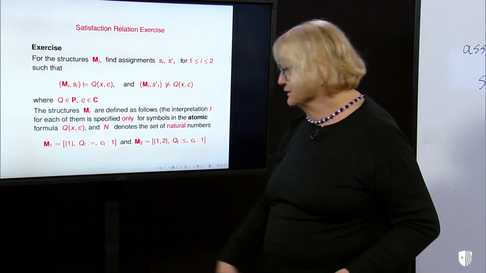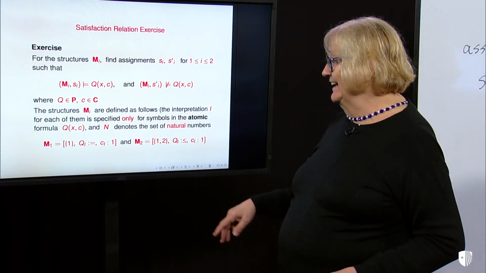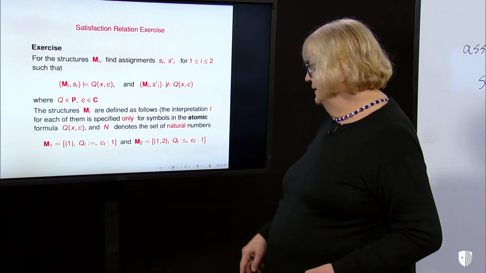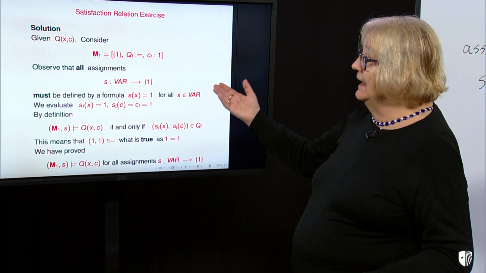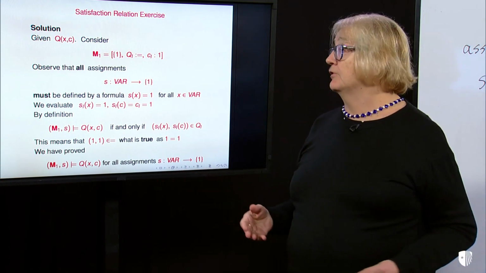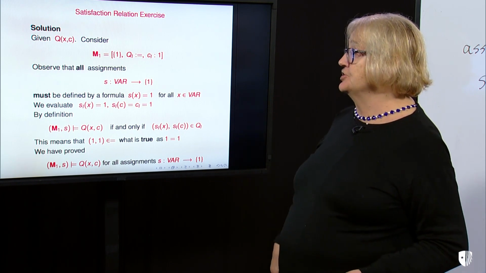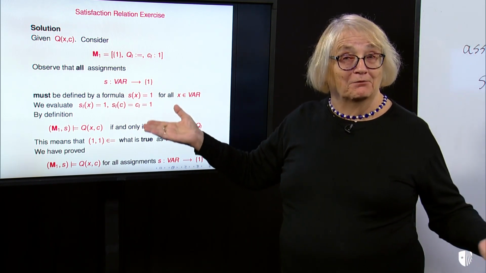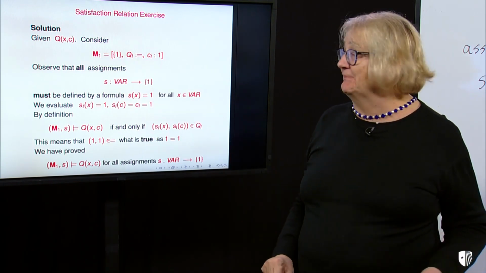That's a very big universe, and this is a little bit bigger universe, and the relation is less equal, and here it was equal, and I take the same constant, and I have a very simple atomic formula. So in the first structure, all assignments are like that. You don't have more assignments, as all variables go, because the universe has only one element.